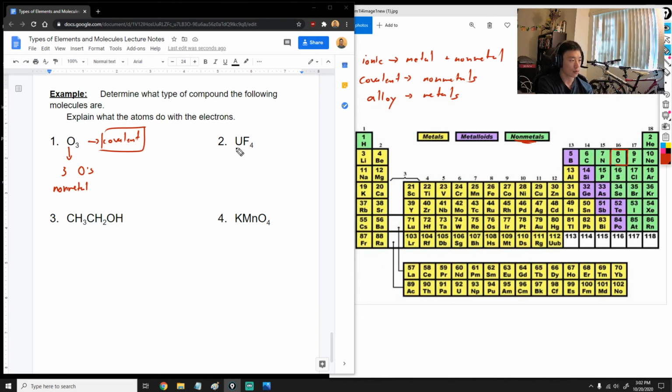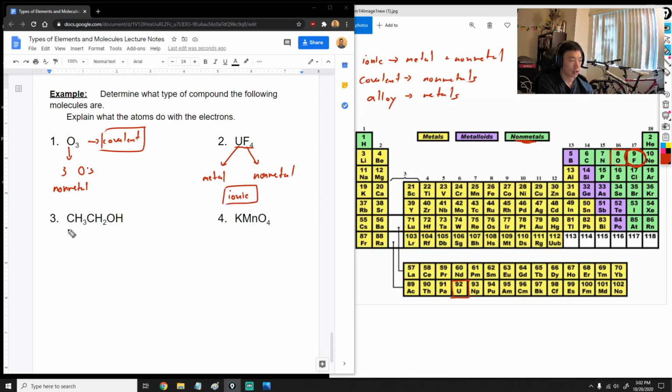So the next problem here, we have UF4. It's made out of 2 different elements. It looks like there's U, so let's look at what U is. U is yellow, so that means uranium is a metal. If we look for F on the periodic table, F is right here. It's in green, and so F is a non-metal. So if we have a metal and a non-metal, what type of molecule is it? It's going to be ionic.